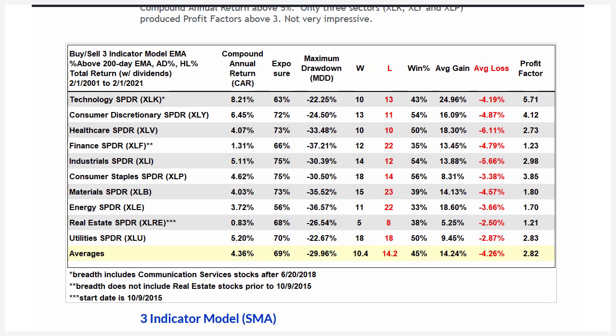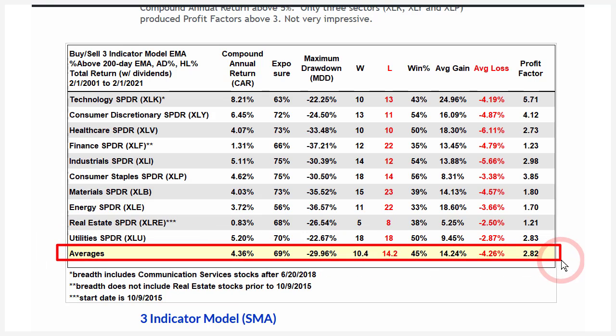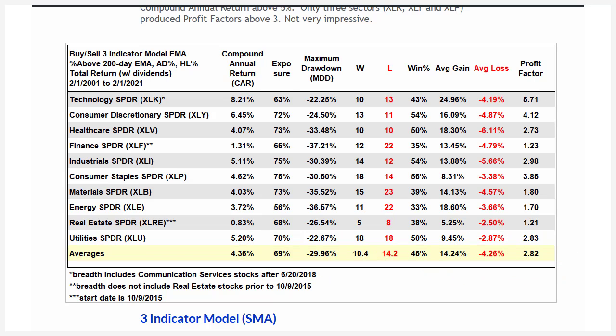So if we look at average performance for the 3-indicator model for the 10 sectors going back 20 years, except for XLRE, which didn't start trading until 2015, not very impressive. Compound annual return of 4.36%, profit factor of 2.82.